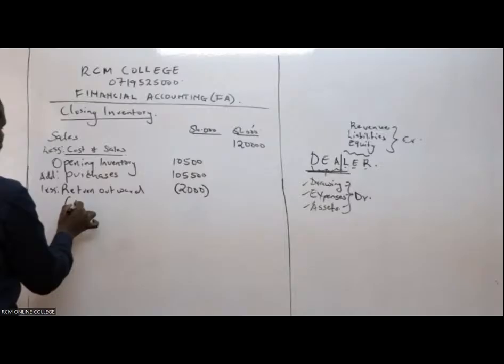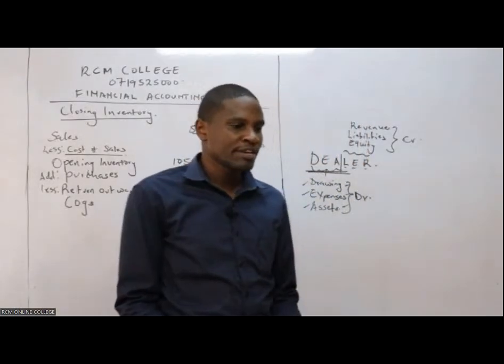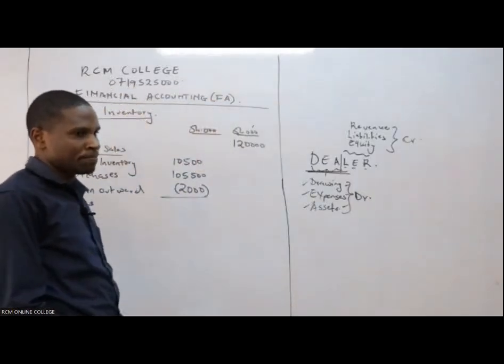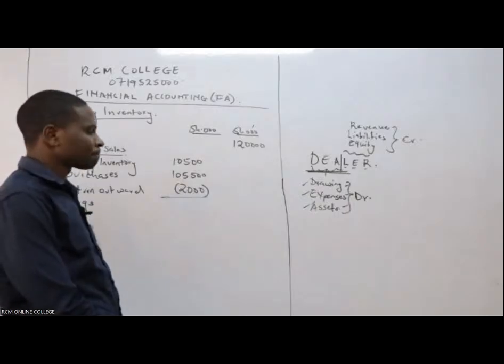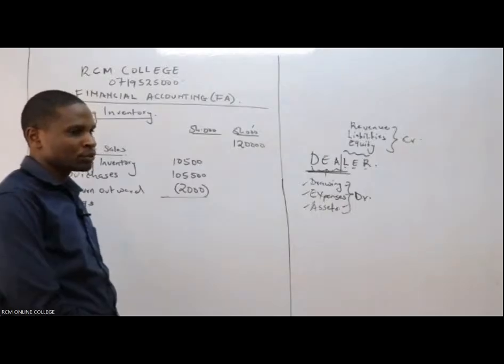So if I less 2,000 here, whatever I'm going to get here is COGS, cost of goods available for sale. I want you to give me the COGS. You can do it very fast so that we are able even to do the balance sheet. You just add the two and then you subtract 2,000.